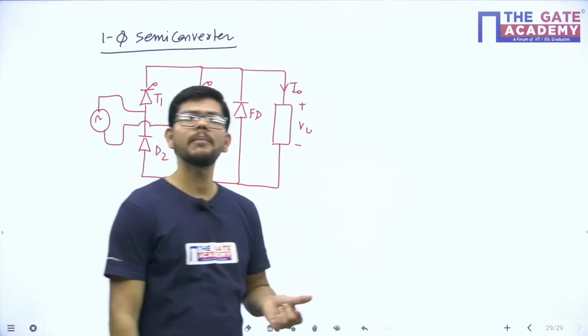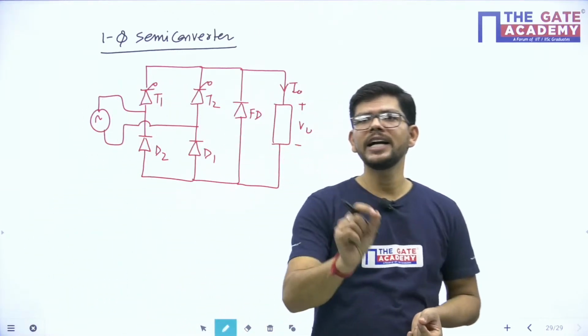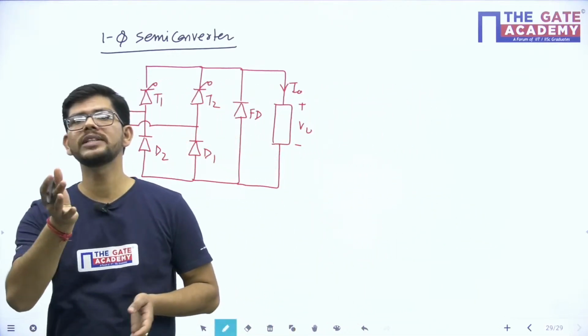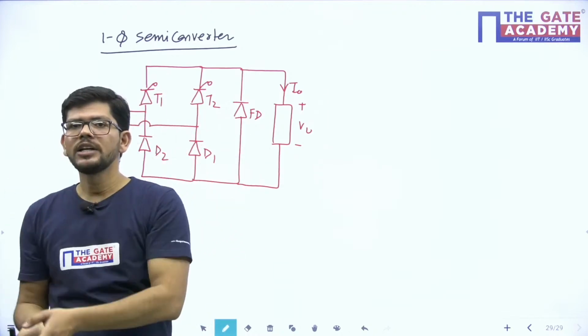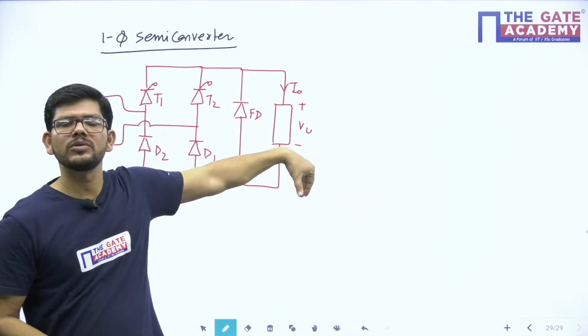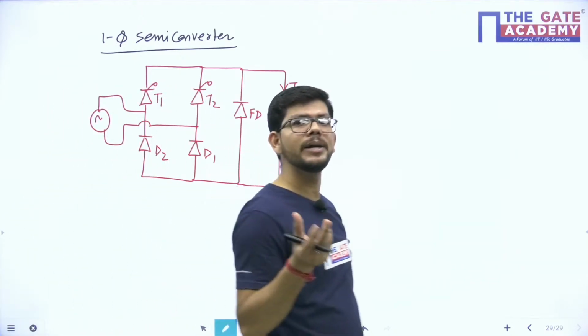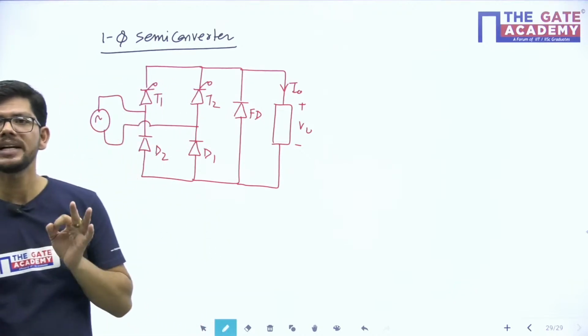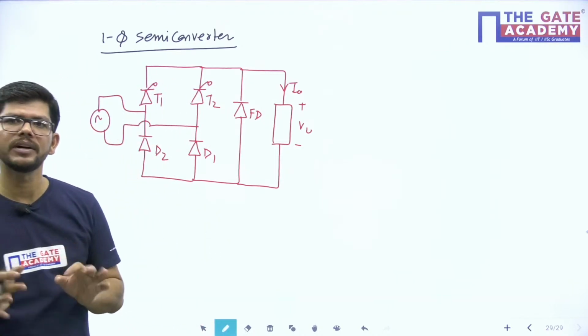So now what will happen? During the interval pi to pi plus alpha, when the power was flowing from load to source, that power will now flow through the freewheeling diode and be dissipated through the resistor. So the power consumption will be improved in the case of the semi converter. That's why semi converters are better than full converters.